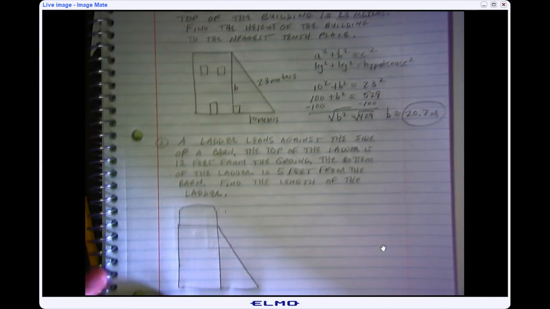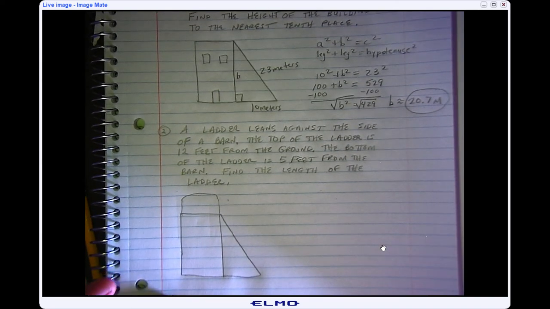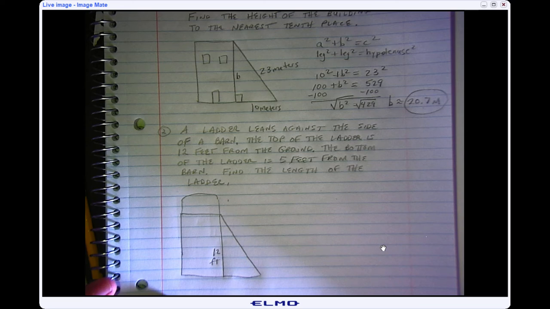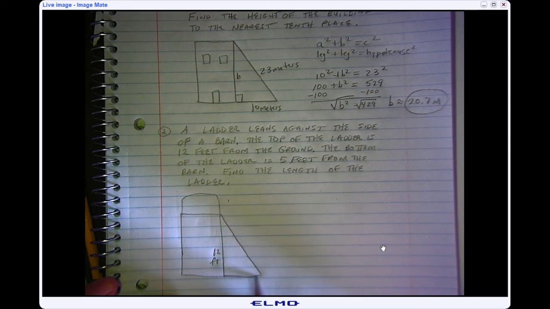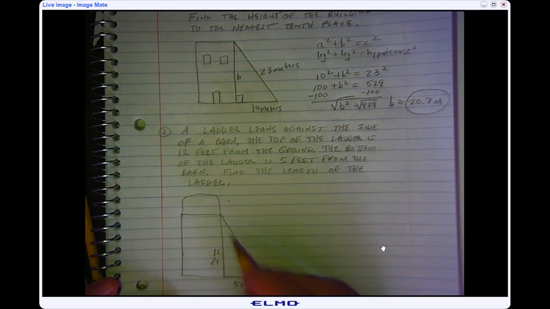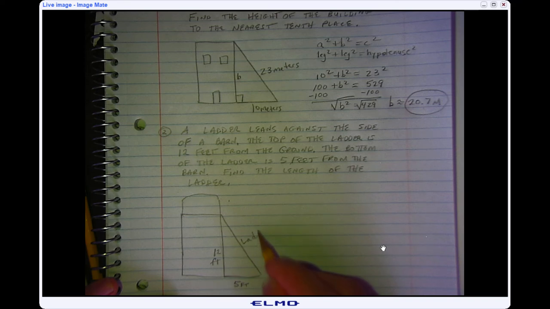And then if I read the question, it says the top of the ladder is 12 feet from the ground. So from here to here is 12 feet. And then it says the bottom of the ladder is 5 feet from the barn. So from here to here would be 5 feet. And then we don't know how long this ladder is.